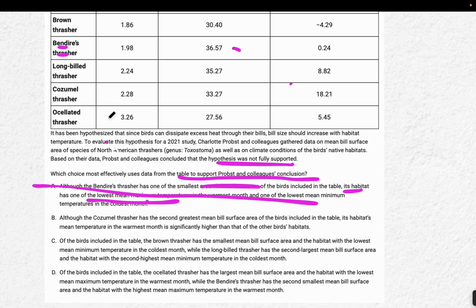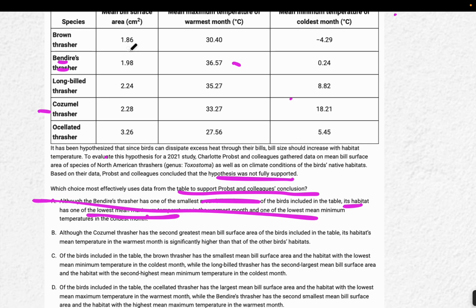Choice B: Although the Cozumel thrasher has the second greatest mean bill surface area, second greatest, yep, it has. Its habitat's mean temperature in the warmest month is higher than that of others. Well, guys, no, it's not warmer than the other months. It's actually lower than the other months. It's only warmer than one. So choice B is also incorrect.